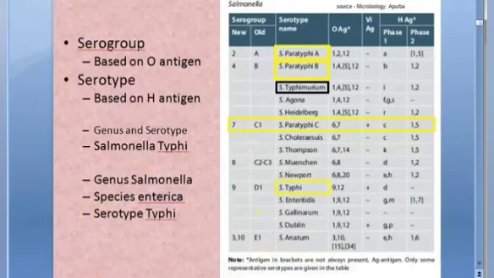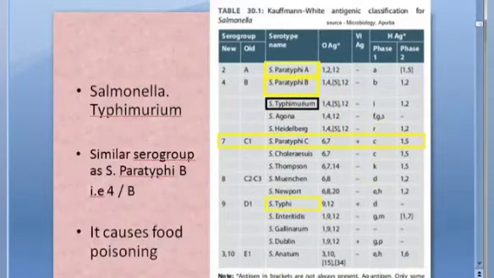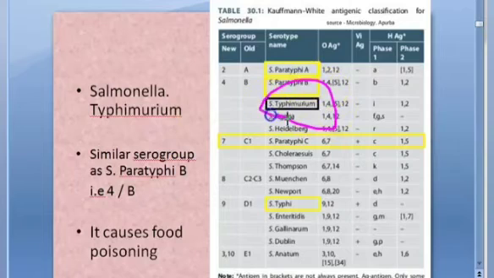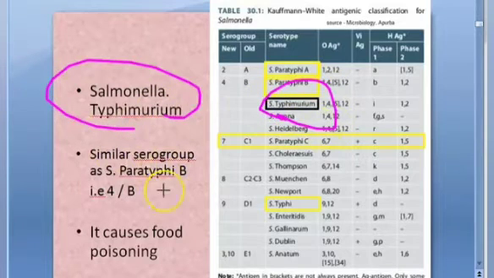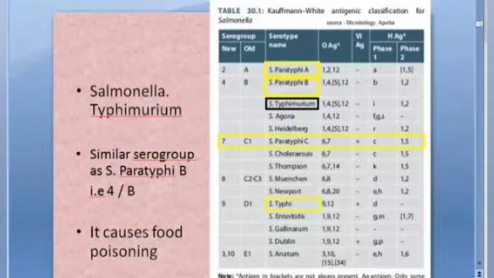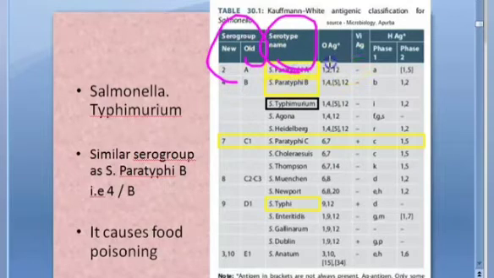There is Salmonella typhimurium here. If you want to focus on Salmonella typhimurium, it causes food poisoning. If you want, you can remember it comes under the old serogroup B. So, you have understood now serogroup, serotype, antigens.